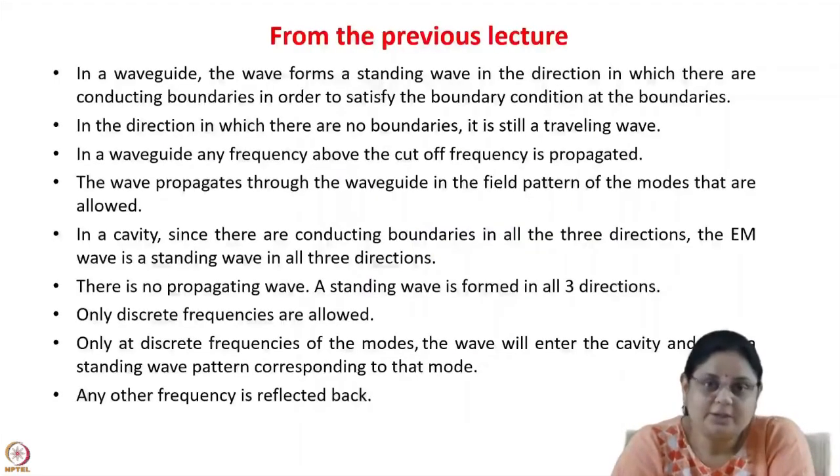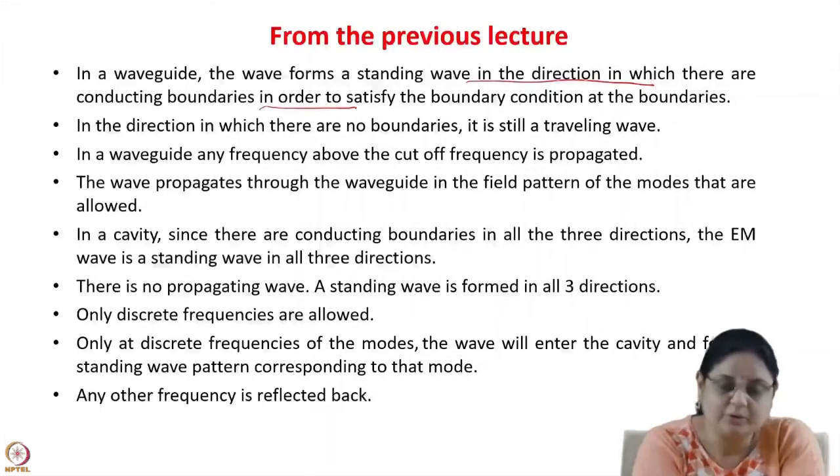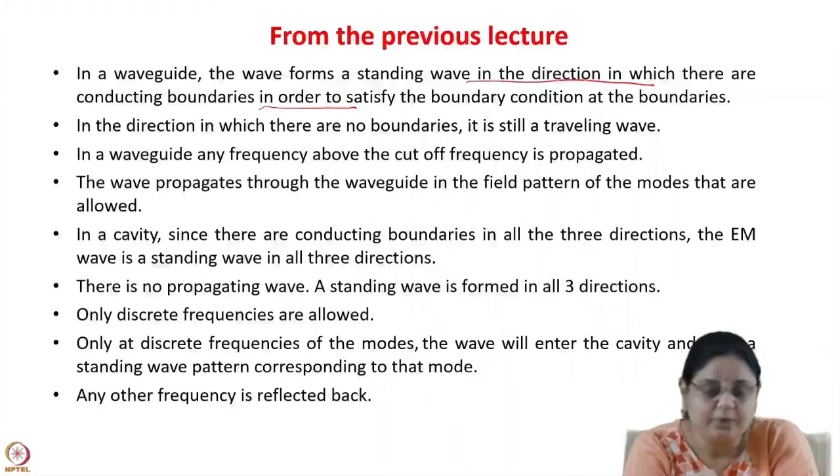In the last lecture we studied the behavior of electromagnetic waves inside waveguides and cavities. In particular we studied the rectangular waveguide, the cylindrical waveguide and also the rectangular and cylindrical cavities. We saw that in a waveguide, the wave forms a standing wave in the direction in which there are conducting boundaries in order to satisfy the boundary condition. In the direction in which there are no boundaries, because the waveguide is open in one direction, it is still a traveling wave.